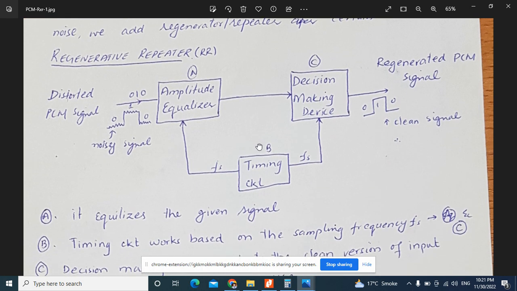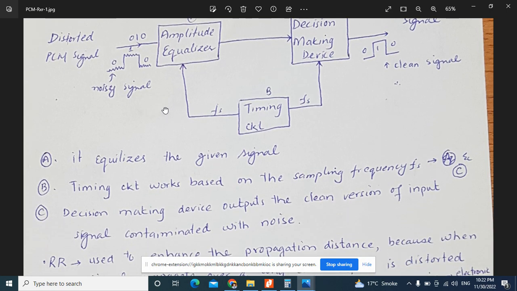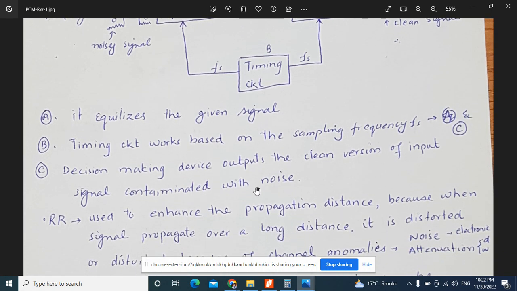So what does A do? This A block is the amplitude equalizer. It equalizes the given signal, and the timing circuit works based on the sampling frequency f_s, and the decision making device outputs the clean version of the input signal that was contaminated with noise.